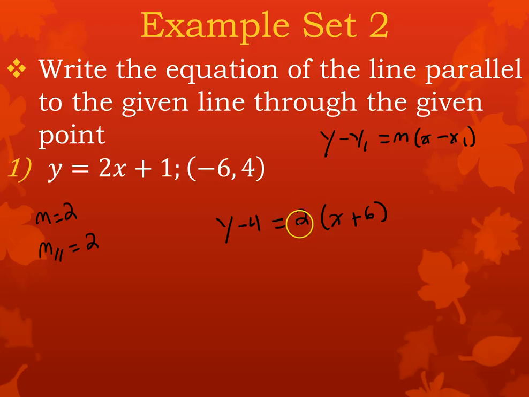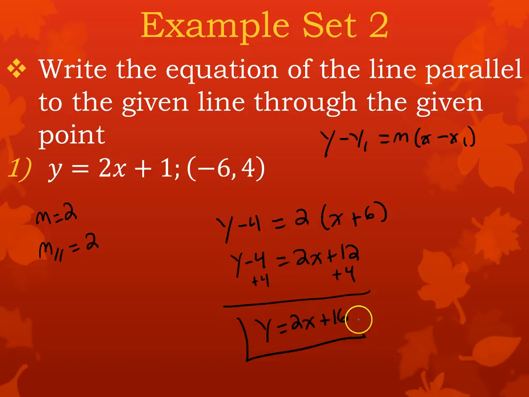Since this is a whole number, we're just going to distribute it. So y minus 4 equals 2x plus 12. We add 4 to both sides. Y equals 2x plus 16. So there's the equation of my line that is parallel to this given line and goes through this given point right here. That's the process, the exact same thing we did last time. The difference now is we need to find what the slope of my parallel line is, or my perpendicular line.